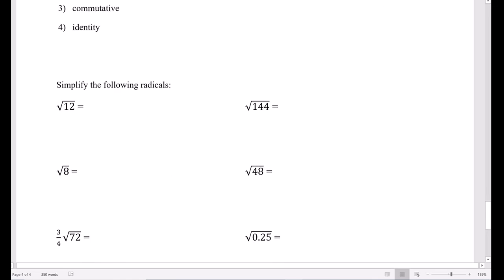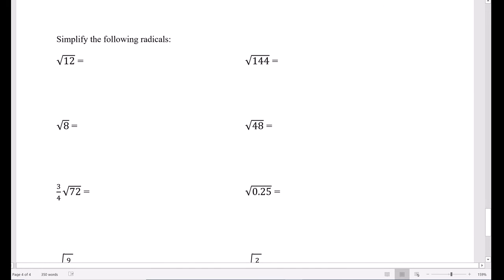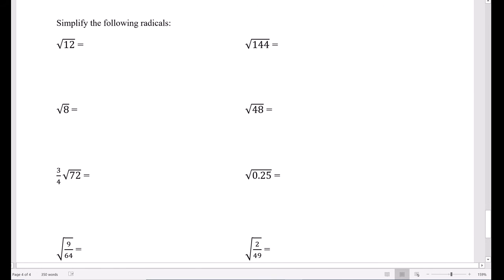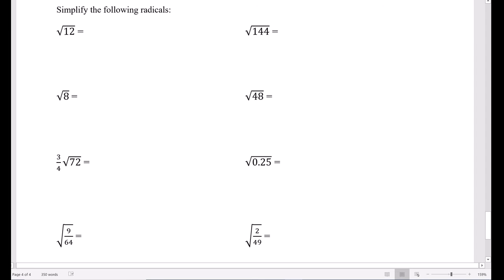Okay, and then the last bit that I have here is simplifying radicals. Again, I'm going to save us some time here and go ahead and do a bunch of these, and then I will explain them.